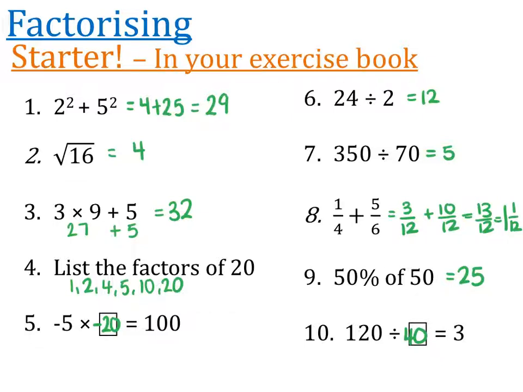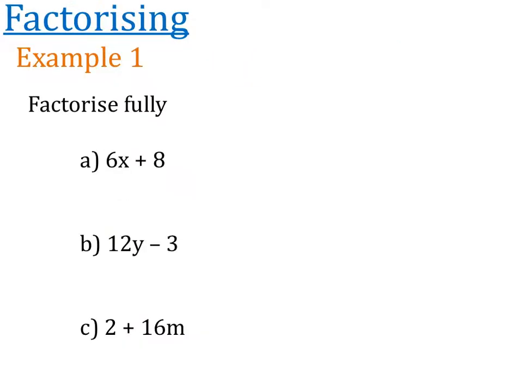All right, let's get started on our factorizing. When we factorize, what we're looking to do is put the brackets back into the question, and we need to factorize by taking out the biggest factor. So just like we did in the starter when we listed the factors of 20, we need to think about what are the factors of 6 and 8. What are the factors that they have in common?